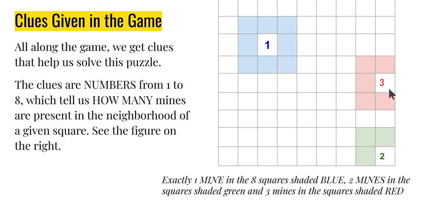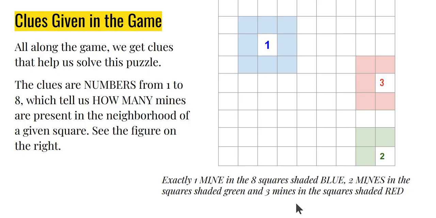This square here is an edge square. It tells me 3. It has 5 neighbors shaded red. Exactly 3 out of these 5 are actually mines. Likewise, this corner square has 3 neighbors. 2 out of these 3 are in fact mines.